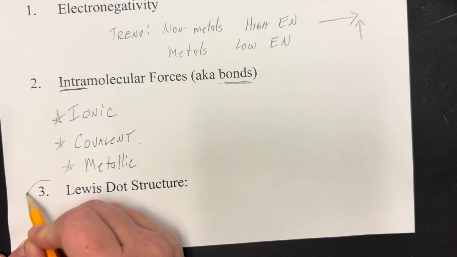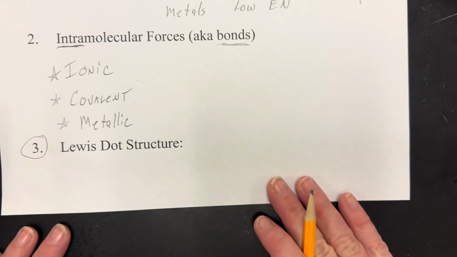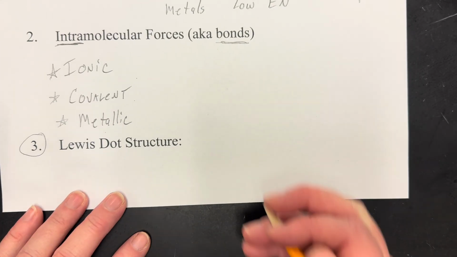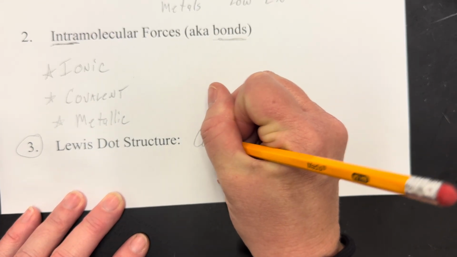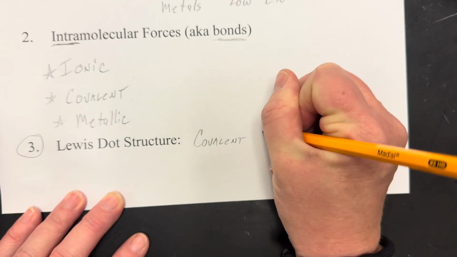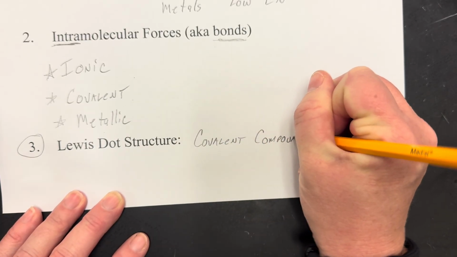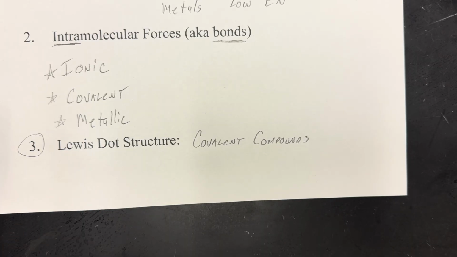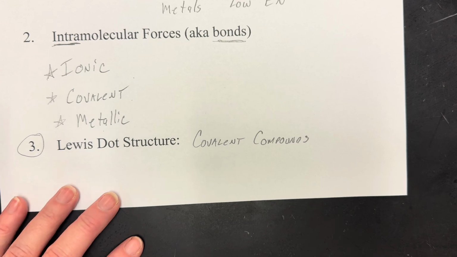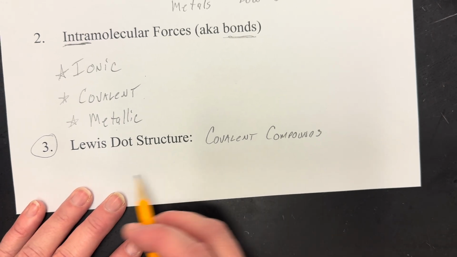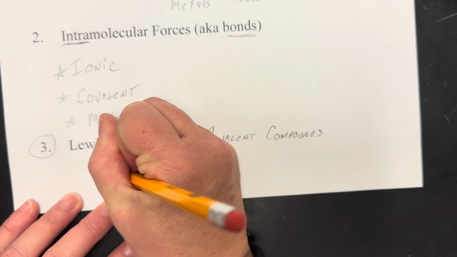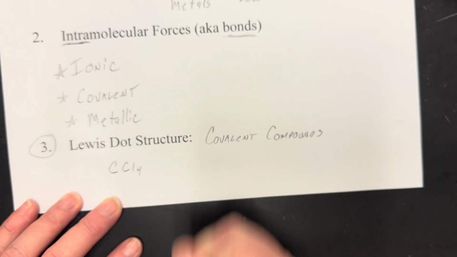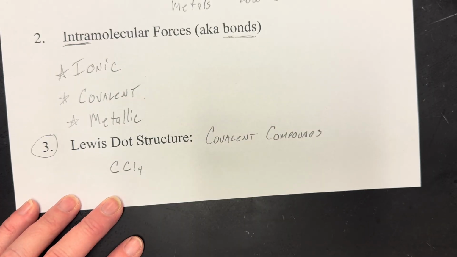Next up was Lewis dot structures, and we spent a lot of time this unit doing Lewis dot structures. This is a model that we use specifically for covalent compounds, to help us understand what's going on in that compound as far as the bonding goes. Couple reminders when it comes to Lewis dot structures. Let me give you an example. Let's say I give you the compound CCl4, and I ask you to do the Lewis dot structure for that.